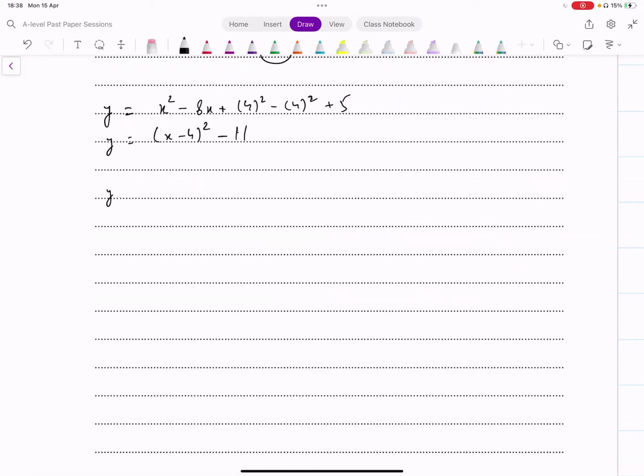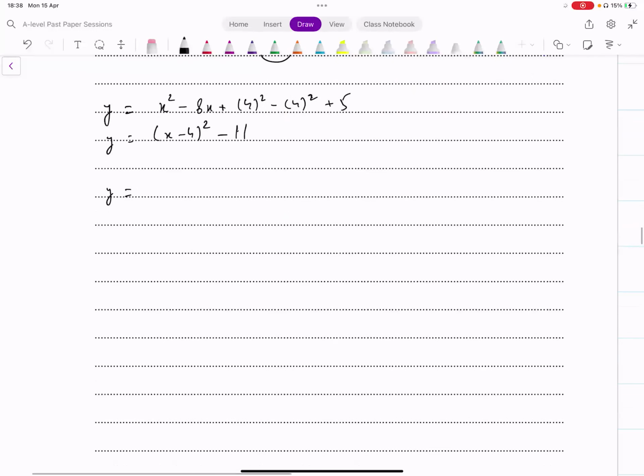You have a vertical stretch by a factor of 2. Right? That's the first thing that happens. Let's multiply this whole thing by 2: 2 into x minus 4 whole squared minus 11. That's the first thing that happens after a stretch. And then translation. Remember the vector for translation? The vector was 4, 1. 1 unit vertically upwards. So you have plus 1 outside.